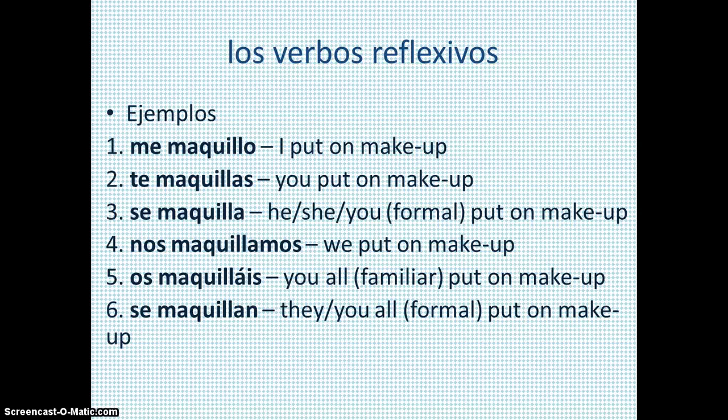Notice, ladies and gentlemen, in order for us to have a correct conjugation, we need both our pronoun as well as our verb conjugation in order for this to be correct. Also, pay attention that for número tres and número seis, our difference is with our verb conjugation. So if it's se maquilla, you know that you're going to be in that third person singular. Se maquillan, we're going to be that third person plural.